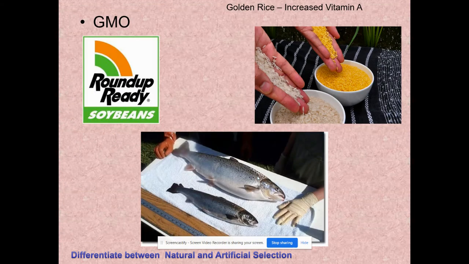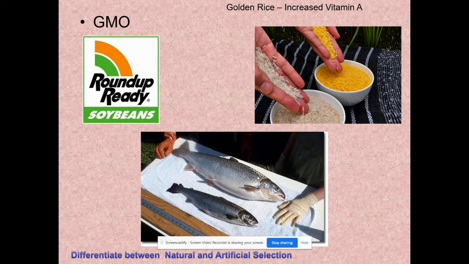Golden rice is used to save thousands of lives. We could take rice, put vitamin A in it, which is a needed vitamin, essential for life, and then give these to underdeveloped nations who rely on rice and give them a healthier diet.